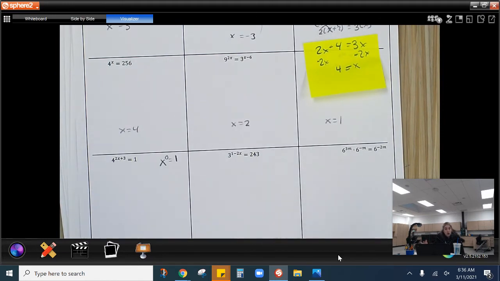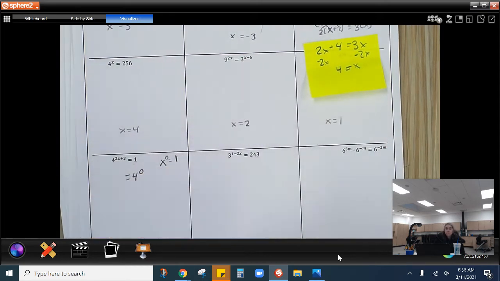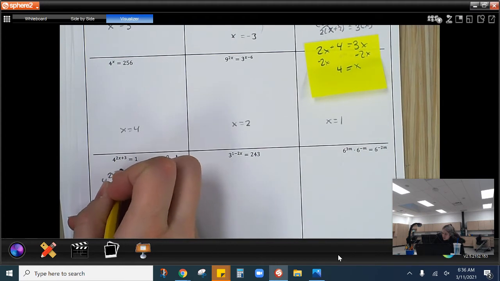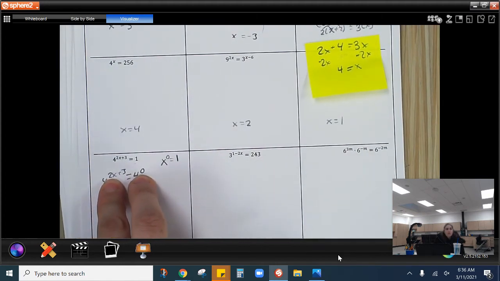So if we need a base of 4, I'm going to rewrite my left side so that we have 4 to the 0, because it equals 1. Hey, look at that. We got 4. We got 4. Isn't that great? So 0 equals 2x plus 3. So now that I have the same bases, I can just look at the exponents.